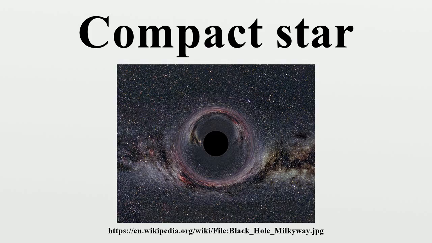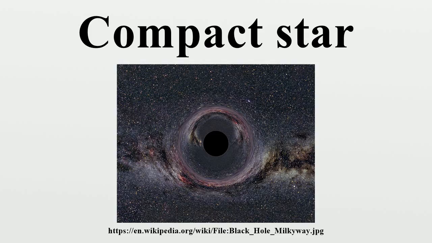The term compact star is often used when the exact nature of the star is not known, but evidence suggests that it is very massive and has a small radius, thus implying one of the above-mentioned categories. A compact star that is not a black hole may be called a degenerate star.